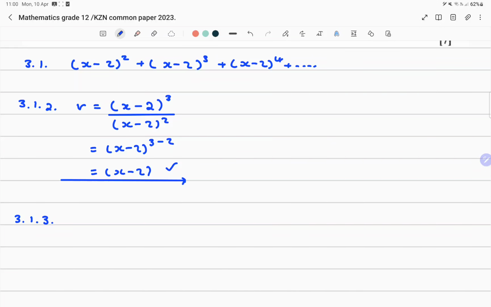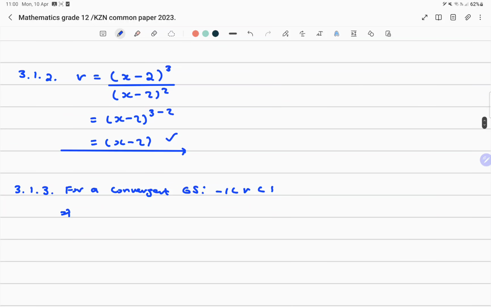3.1.3. We know that for a convergent geometric series, I'll just say GS, r is less than 1 and greater than minus 1. That is the condition. So this implies that x minus 2 should be less than 1 and greater than minus 1, which implies we transpose 2 to this side, it becomes a positive 2. So we're going to have 1 is less than x, less than, now when we transpose this, we get a 3, because it's going to be plus 2 plus 1.